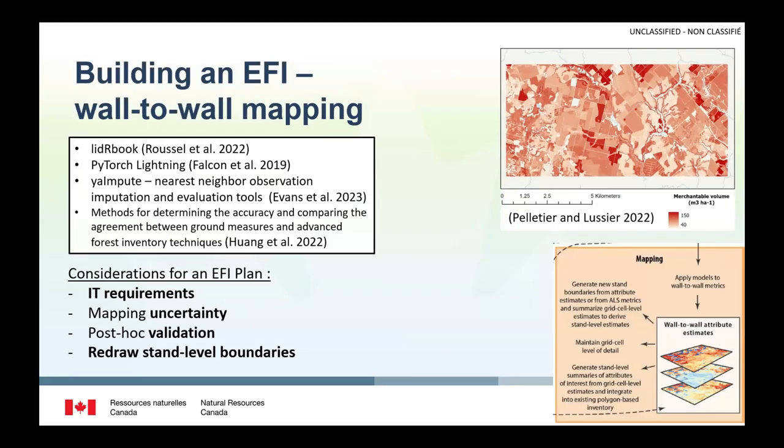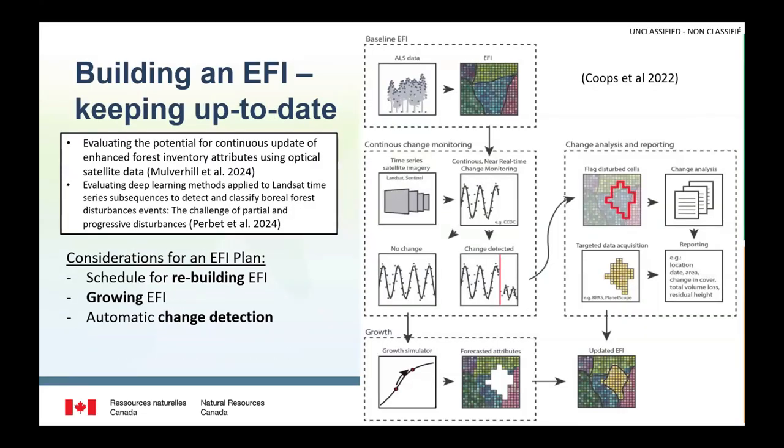Large areas of interest can require substantial computing power and data management. So IT support might be needed to help you set up an infrastructure for large data processing. At this point, you should also be considering how you're going to be mapping uncertainty and how you're going to make some independent post-hoc validation of the data products that you have, using either additional data or ground audits to ensure that your model is being applied reasonably. And in some cases, you also want to redraw stand level boundaries after you've generated these maps and summarize the attributes of interest for each polygon that you've generated.